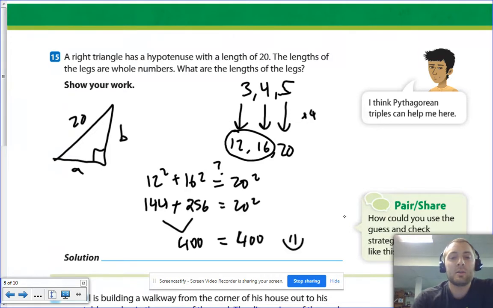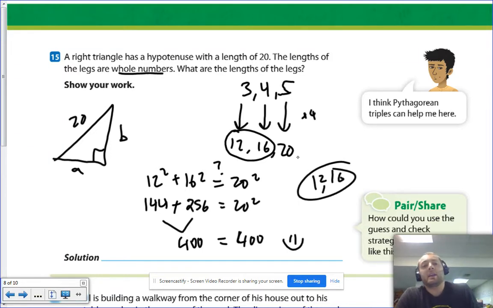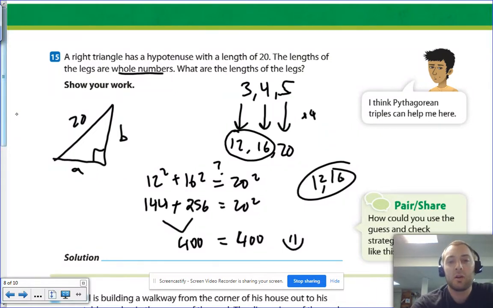So that means it works. What are the lengths of the legs? If we know they're whole numbers, the lengths of the legs are 12 and 16. That's the only answer it could be for whole numbers. Now, you could have taken any number. Like, you could have said A was 10, and you could solve for B, and it would work, but you'd find a decimal. So this is the only way we can know for sure what the whole numbers are. You have to start looking at Pythagorean triples. That's what those are. That was a tough one, too.